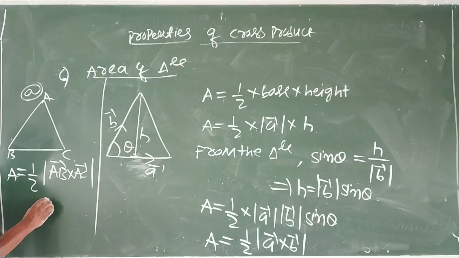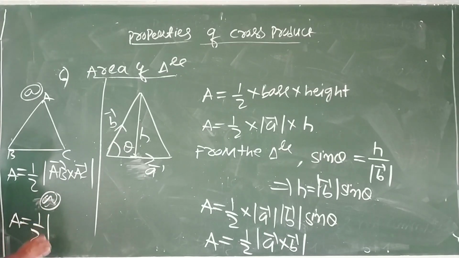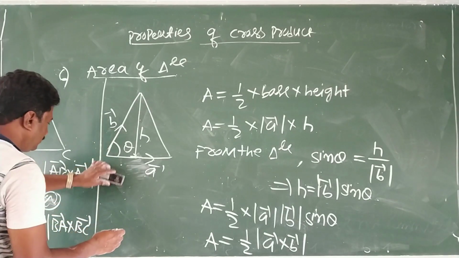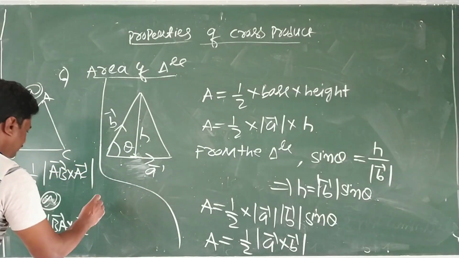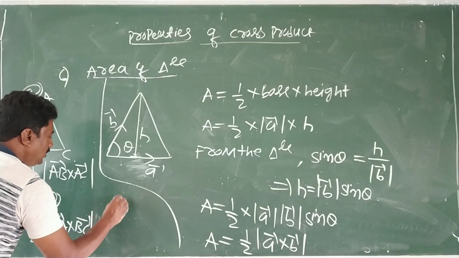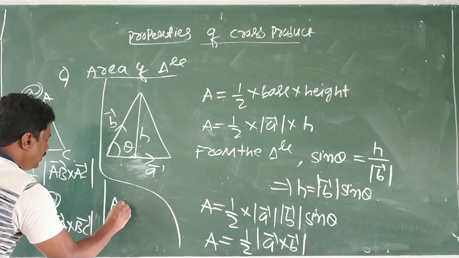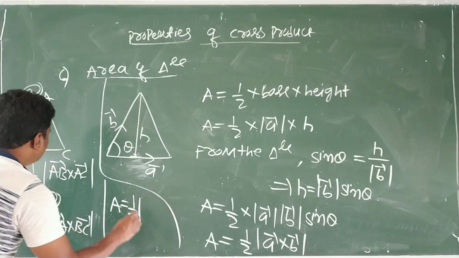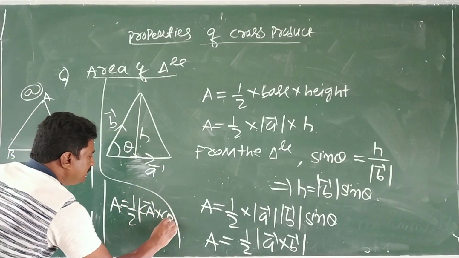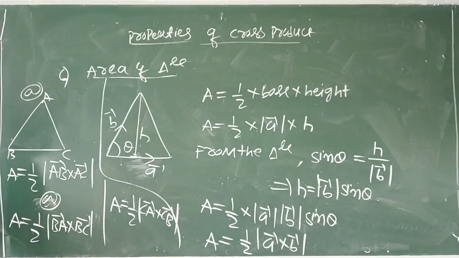Or you can write the area of the triangle as half into BA cross BC. Or one more: area is half into CA cross CB. Students, look at this.